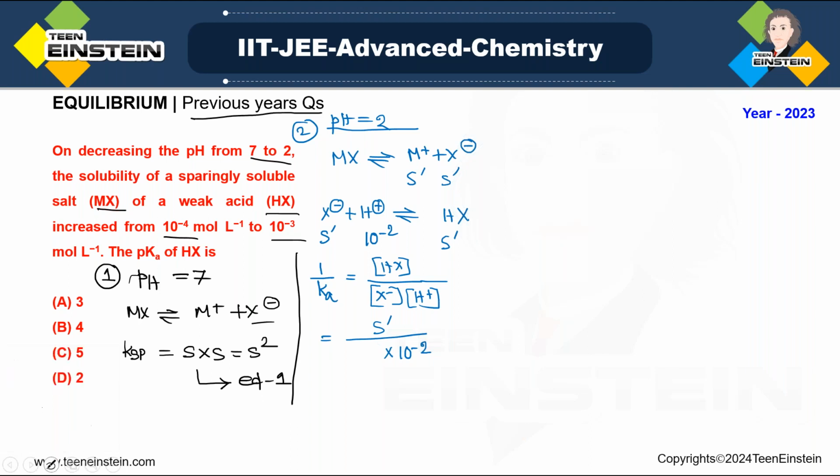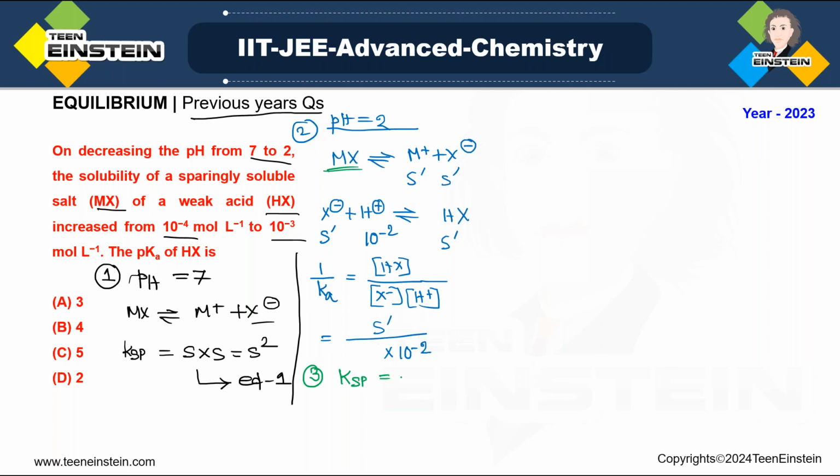Let me do it first. So now what I will do, number 3, one more, that is the third part of the solution. I will write the Ksp for this new, that is at pH 2, I will write the Ksp for MX.